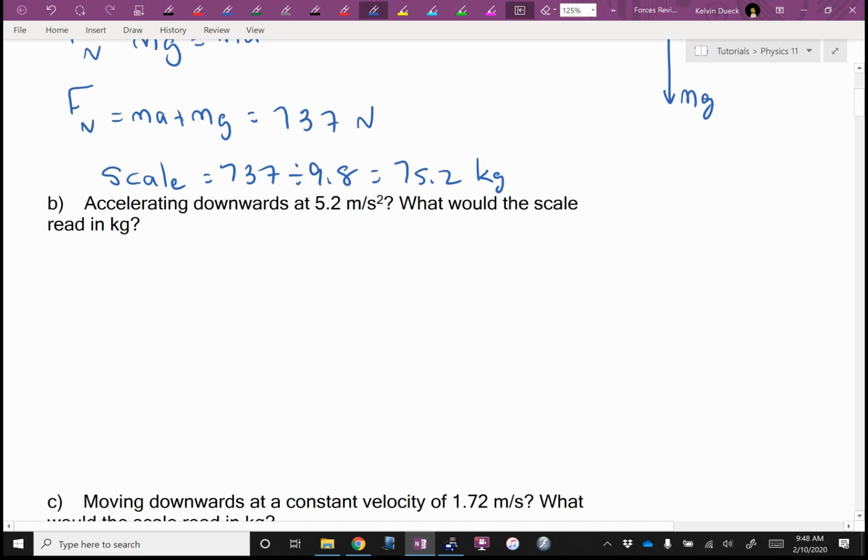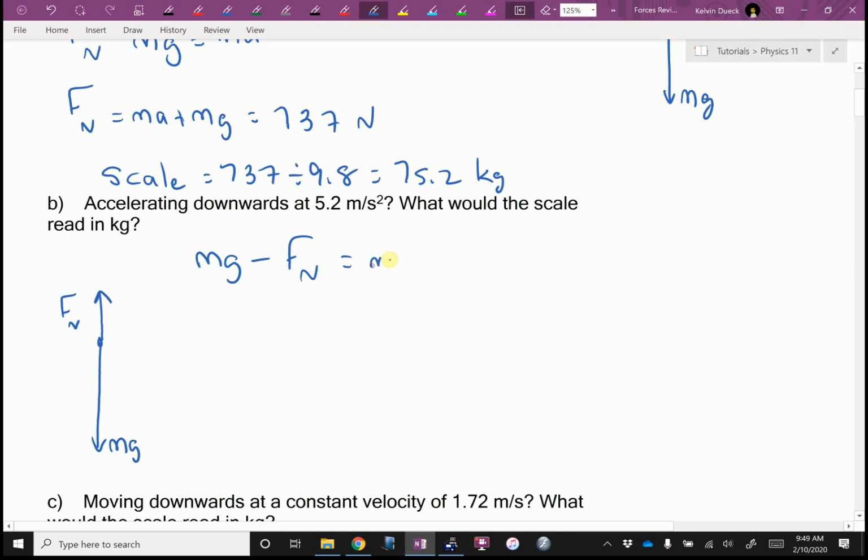B, accelerating downwards. Accelerating which way, Cleo? Down. Which way is winning? Down. Which way is the longer arrow? Down. Good. Get the obvious one. Gravity. Which way? Down. I think gravity is going to be the winner. I think in this case, the normal force is going to be the loser. Give me my equation, Cleo. It's always winner minus loser. Yep.